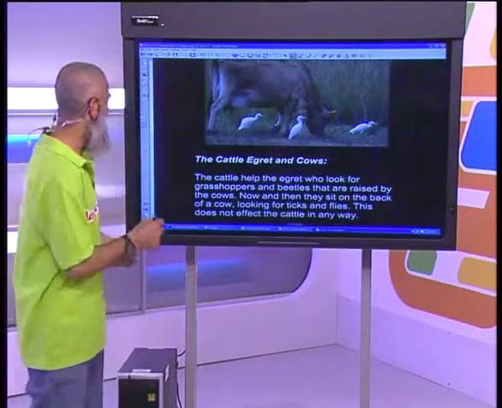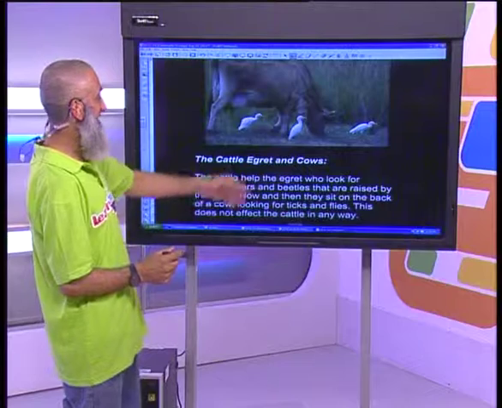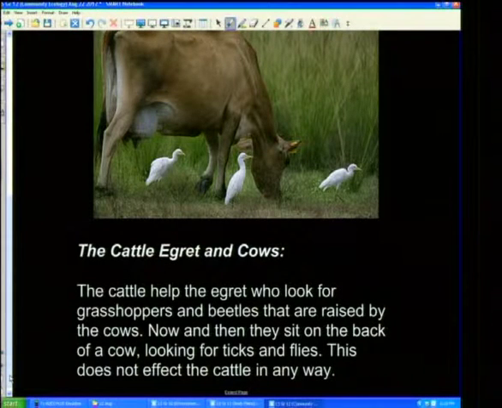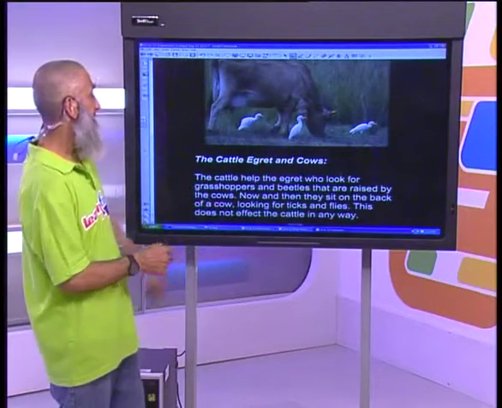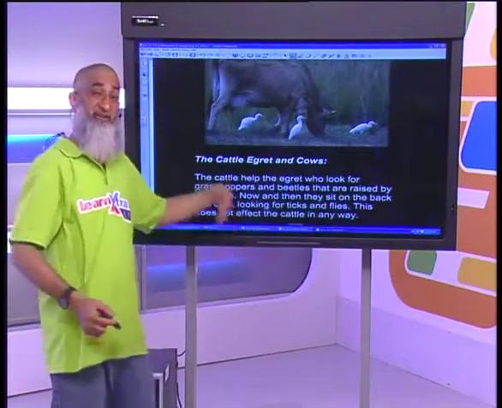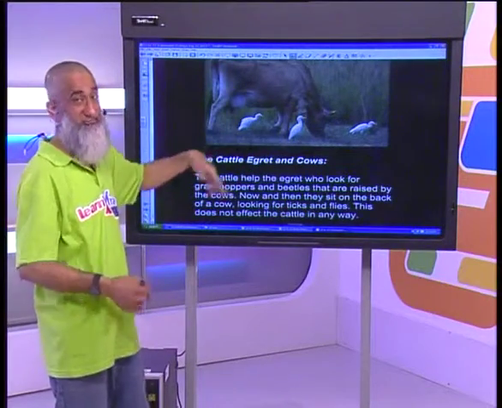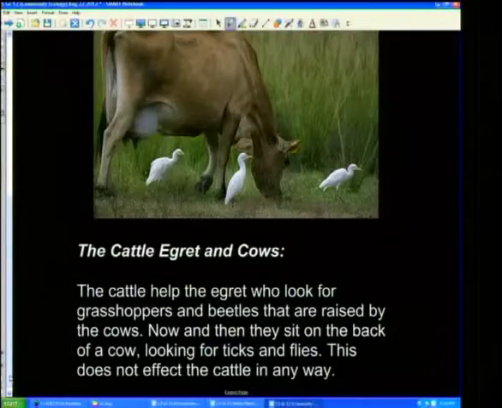Okay. All right. So the cattle egret and the cows. The cattle egrets look for grasshoppers and beetles that are raised by the cows. As the cow is moving, the grasshoppers, etc., start moving. So the egrets pick them up and they eat them up. Now and then they get a free ride on the cow. They sit on the back. So they got a taxi for free, looking for ticks and flies.